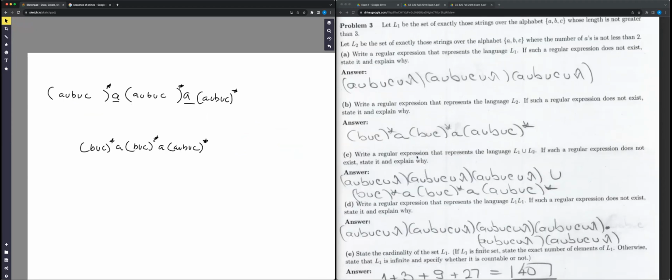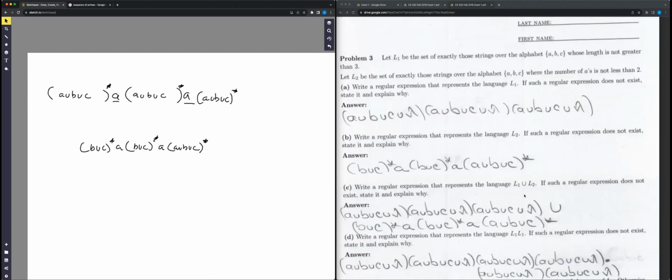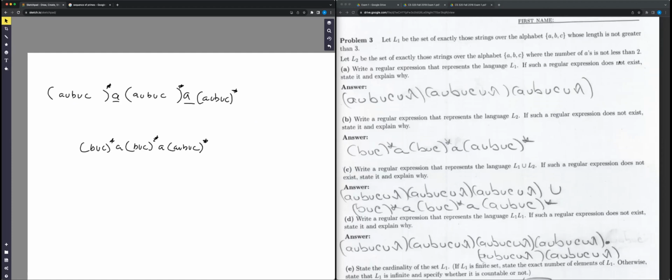And then part C says, write a regular expression that represents L1 union L2. We already wrote L1 in part A, right? We already wrote it here. And then we already wrote L2 in part B. So all you need to do is copy whatever you wrote for part A, put a union, and then copy whatever you wrote for part B. And then that's your answer.